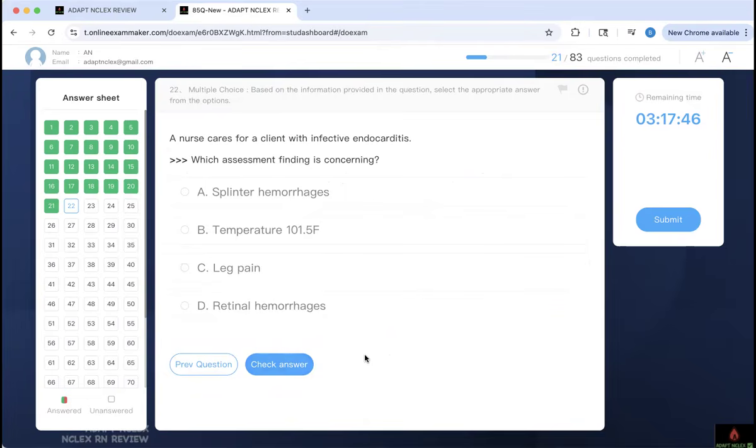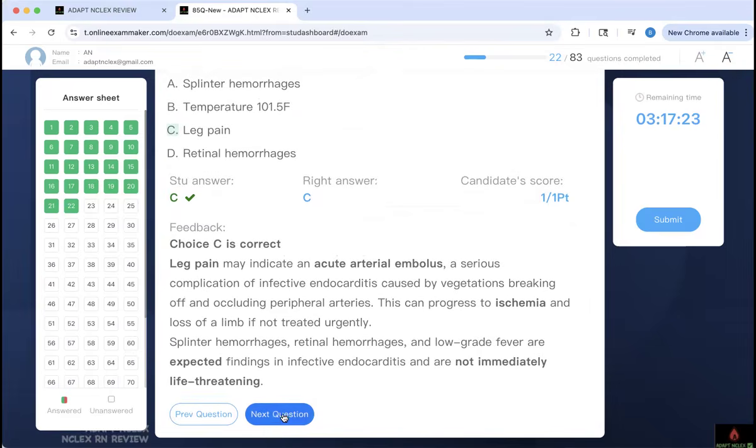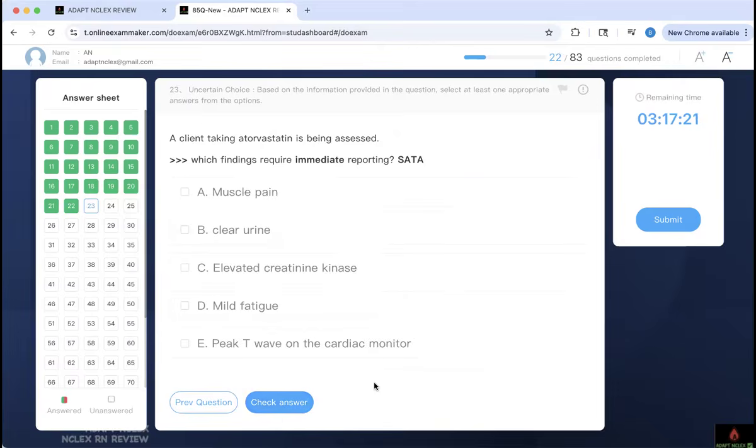NCLEX question for a client with infective endocarditis. Which assessment finding is concerning? This was similar to the one that we gave, and it's based on the same concept. Splinter hemorrhage, temperature, leg pain, retinal hemorrhage. You know retinal hemorrhage is suspected. You know temperature is suspected. You know splinter hemorrhage is suspected. Leg pain is the similar one we saw, but asked in a different way.